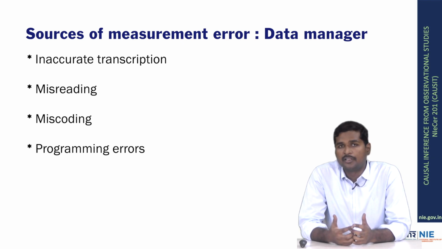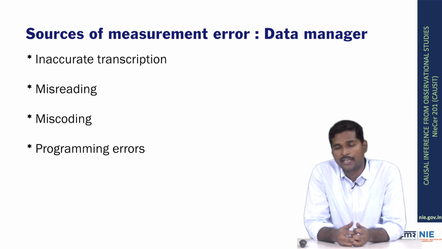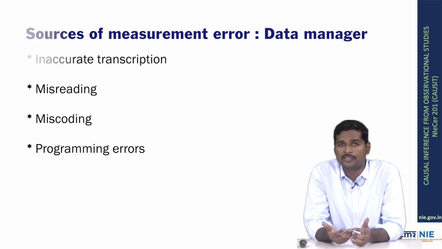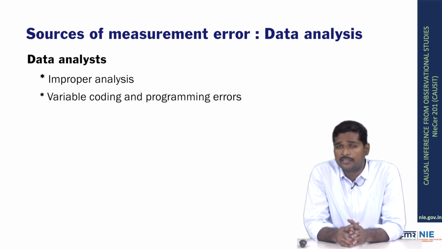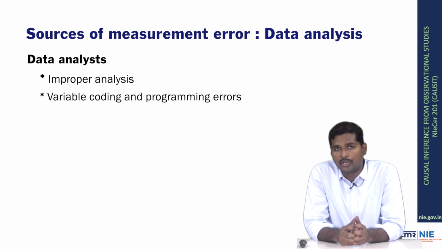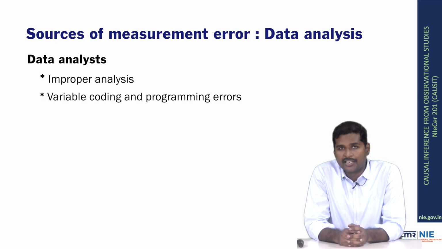So for example, if you are giving a code of 1 to yes and 0 to no, and the person who is entering the data understands it wrongly, say he thinks 0 is yes and 1 is no, then the entire thing goes wrong. This is a major source of measurement error. And finally, programming errors. When data managers write computer programs to manage databases, they can also introduce certain errors by not taking adequate care.